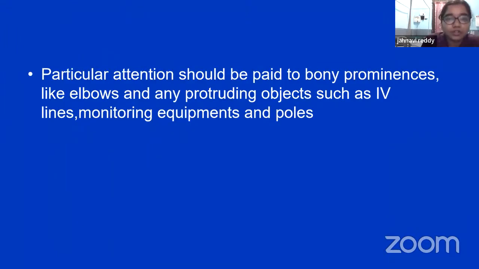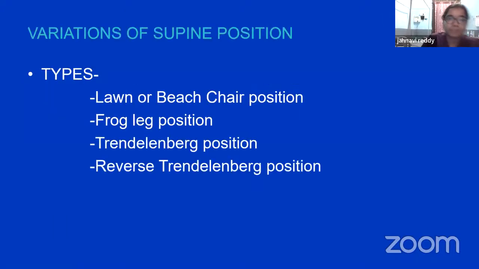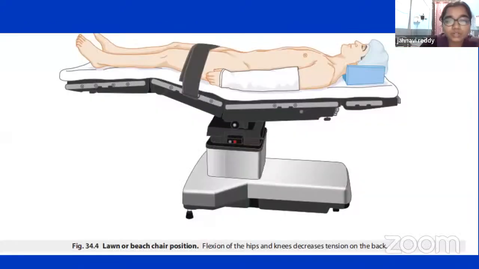Particular attention should be paid to bony prominences like elbows and any protruding objects such as IV lines, monitoring equipment, and poles. Next, the various types of supine position are lawn or beach chair position. This can be considered a type of supine position, or a type of sitting position. It is a modification of both supine and sitting position. The types are supine position, lawn or beach chair position, frog leg position, Trendelenburg position, and reverse Trendelenburg position. First, we are going to discuss lawn or beach chair position.